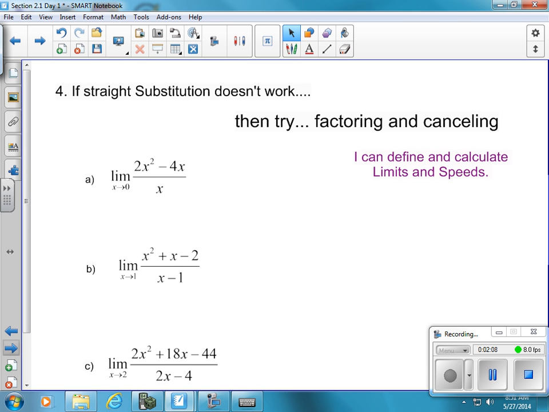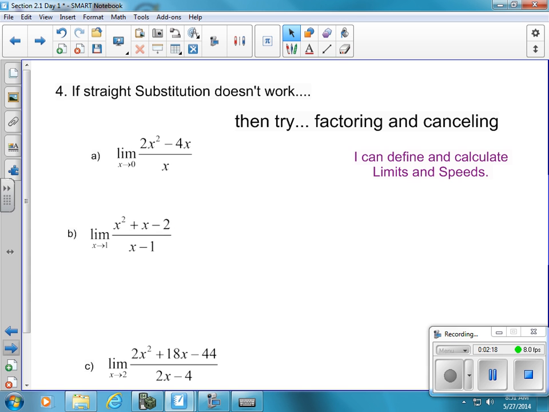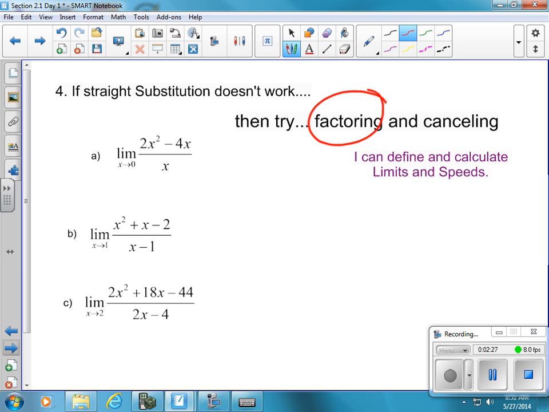What if substitution doesn't work? You'll notice in this first one, if I plug in a 0, I'm going to have a 0 in the denominator. Can't do that. Big time fail. So whenever you get a 0 in the denominator, the first thing you try to do is factoring and canceling. Use some algebra to try to get that 0 out of the denominator.